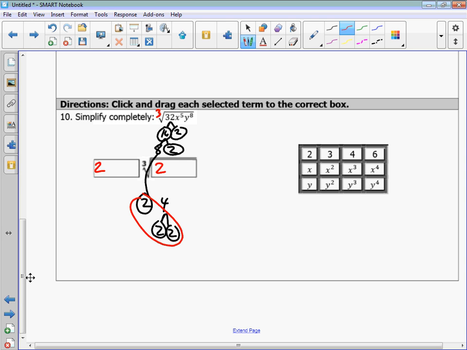Y to the 8th, there are 2 groups. So y times y is y squared, 2 groups of y, leaving us with 2 left over. So the answer is 2xy squared times the cube root of 2x squared y squared.